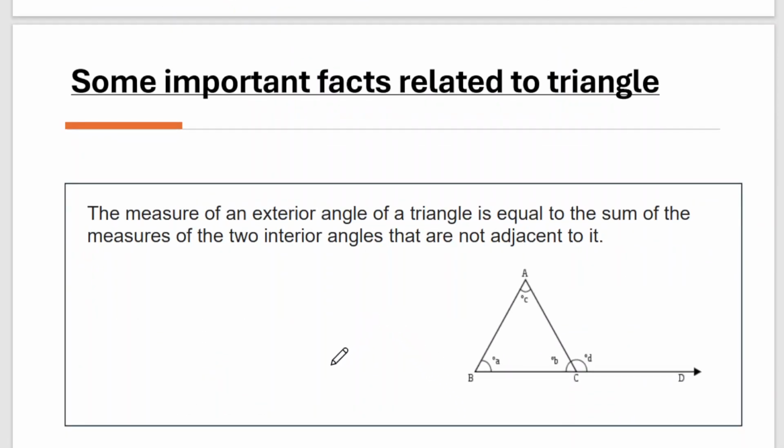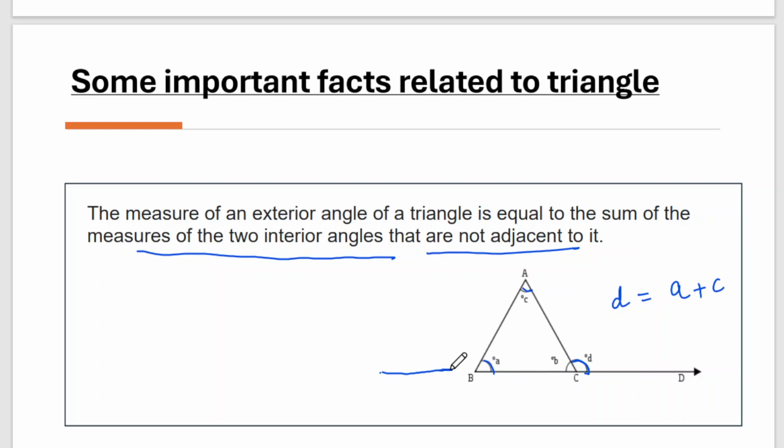Now, the measure of an exterior angle of a triangle is equal to the sum of measures of the two interior angles that are not adjacent to it. See, this is an exterior angle. Okay, so this is D. So D is equal to the sum of the two interior angles that are not adjacent to it. So we can see A and C, they are opposite angles and they are not adjacent. So we can say D equals A plus C.